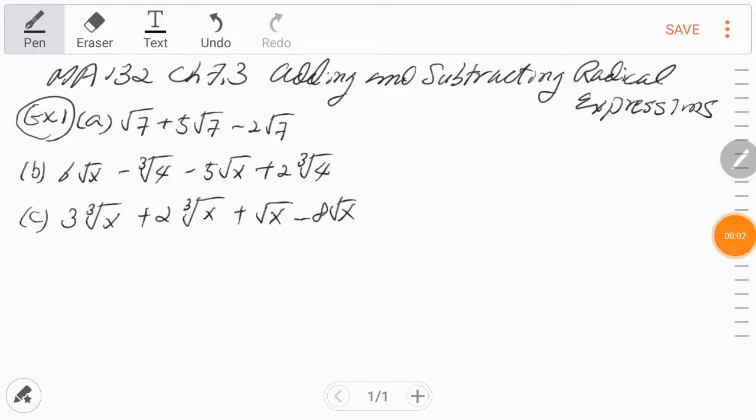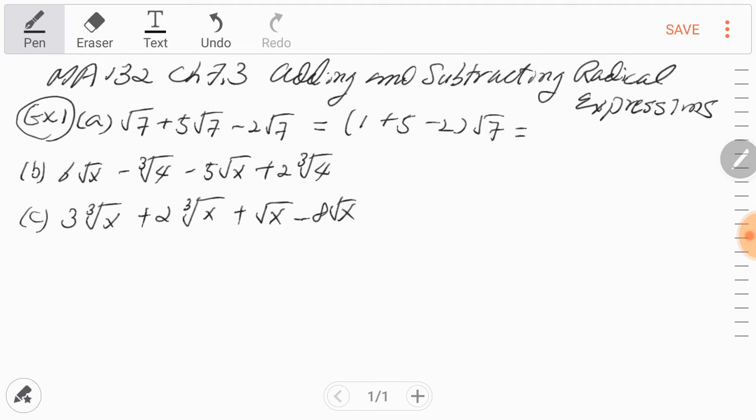Okay, this section is about adding and subtracting radical expressions. Example 1. When you add or subtract radical expressions, just perform this like combining like terms or factoring. In this case, square root of 7 is a common factor, so we can try factoring out square root of 7. That means 1 plus 5 minus 2 times square root of 7.